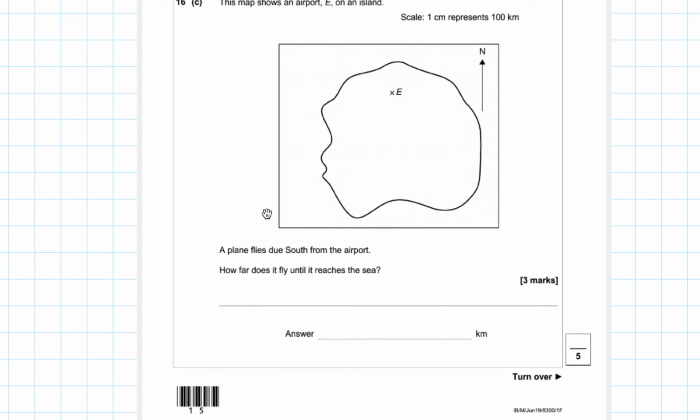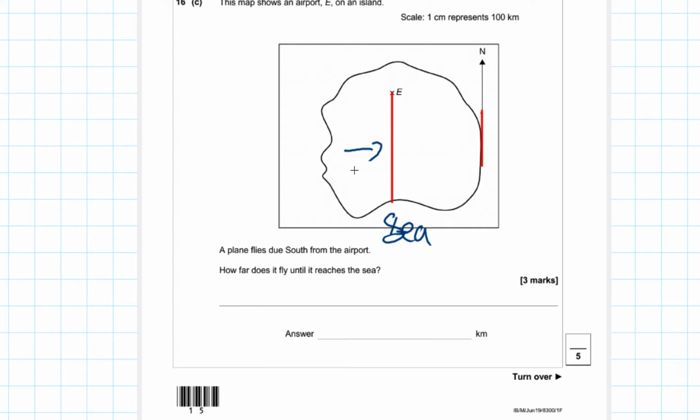Question C, now this is a bit difficult to do on the board because I don't have a ruler, but we can see that the map shows an airport E on an island. So a plane flies due south from the island, so south is in this direction here, so we need to go directly downwards, and you're going to measure until it reaches the sea. So this is the island, and this is the sea here. So you're going to measure this distance here. So you just get your ruler and you measure the distance.